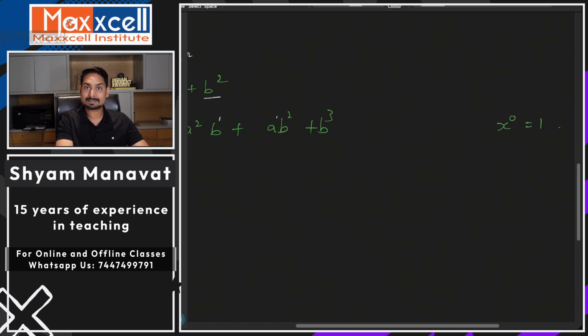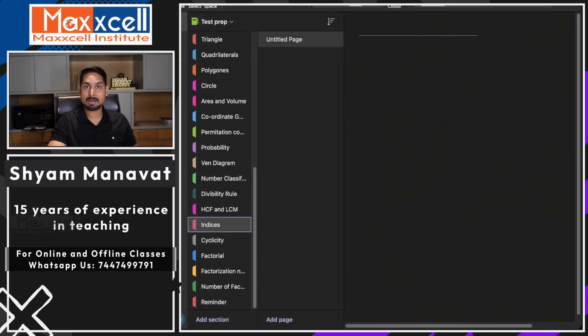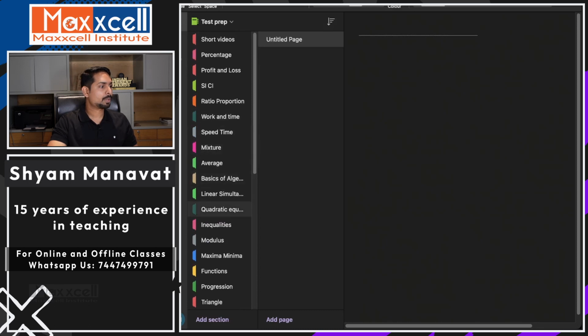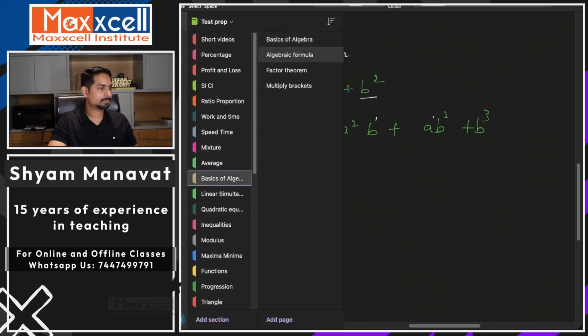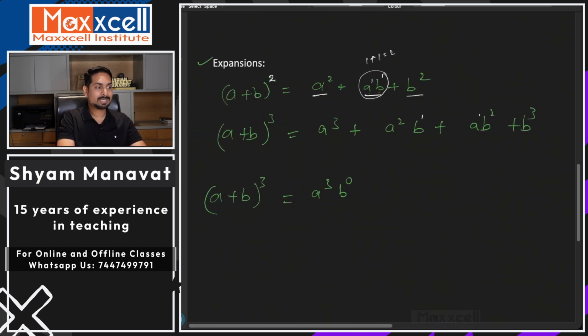This we will discuss when I discuss indices. I'm going to prepare a separate video on powers, so we will discuss it there. Coming back to this concept, remember any term to the power 0 is equal to 1. So here we don't have b, so b is to the power 0. Do you see 3 plus 0?